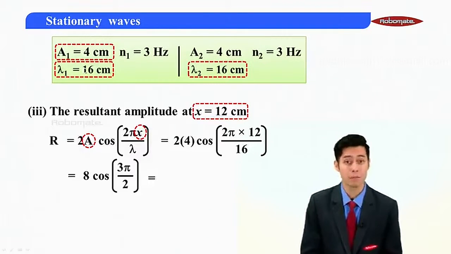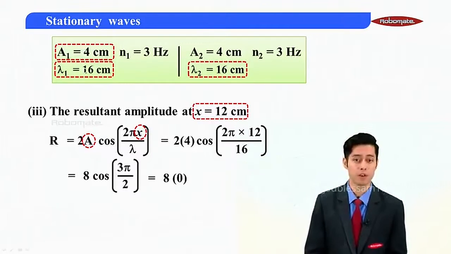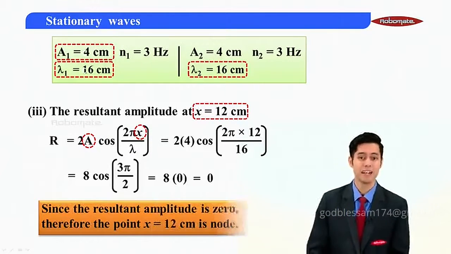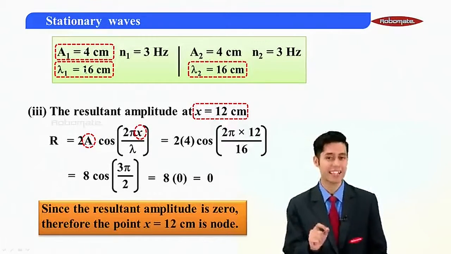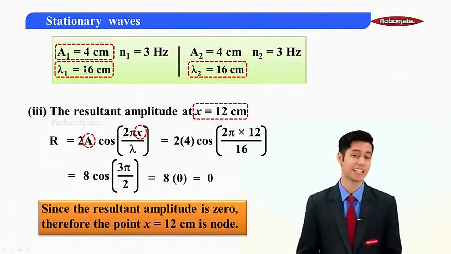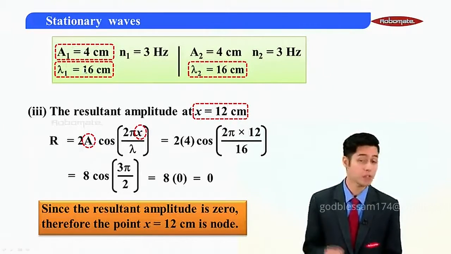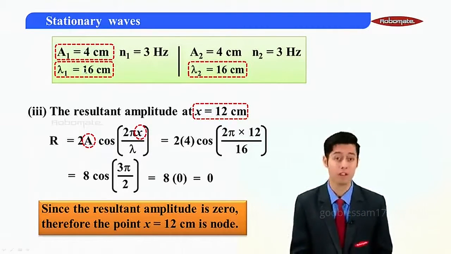The answer to cos 3 pi by 2, as we all know, is 0. So 8 multiplied by 0 comes out to be 0. That means the resultant amplitude is 0, and hence there is a formation of a node at x is equal to 12 centimeter. So students, with the help of this problem, we learned how to solve problems on the equation of stationary wave.